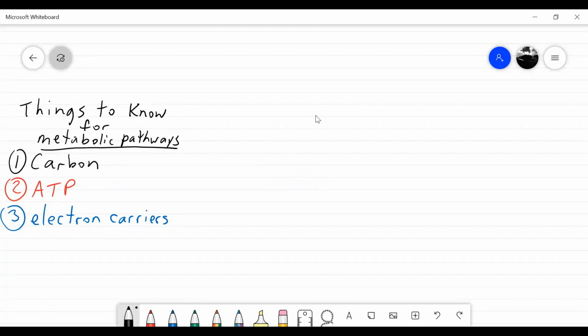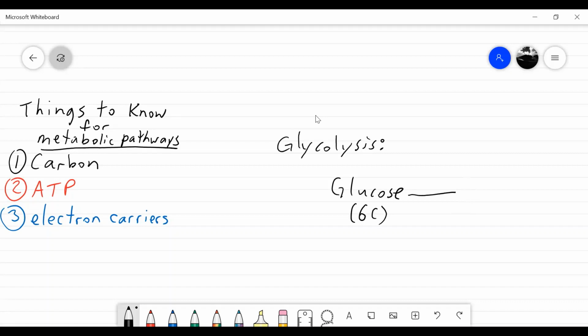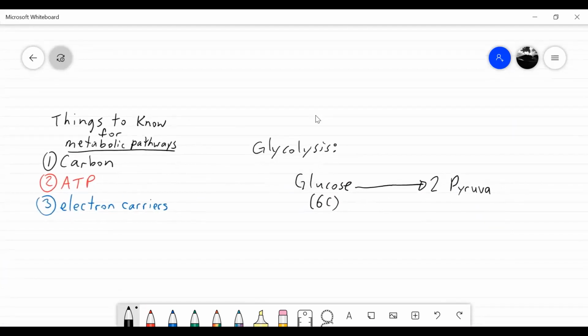So glycolysis starts off with glucose. Glucose is a 6-carbon compound. I'm going to make the arrow just a little bit longer, and we're going to make 2 pyruvate. So there's our carbon, right? Pyruvate is 3 carbons.